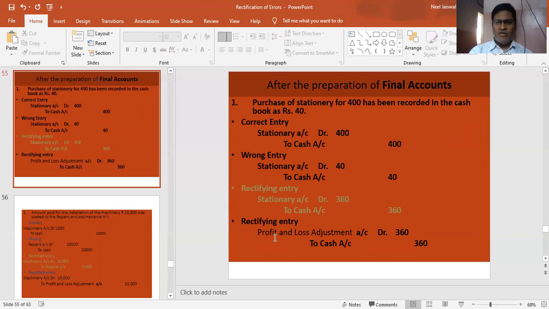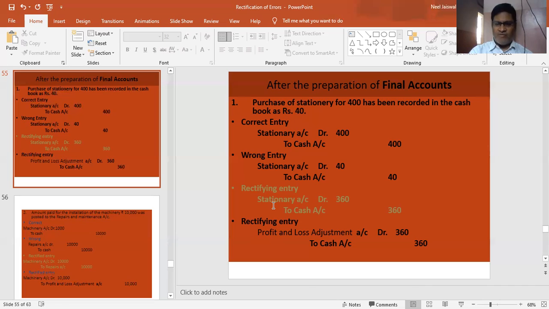So stationery account debit to cash. If it would have been before preparation of final accounts, my rectifying entry would have been stationery to cash. So you see the rule is same as before the preparation of final accounts. How we have applied the rule: correct entry, wrong entry, and rectified entry. Over here also same rule. But instead of this rectifying entry number 3, we are passing this one.